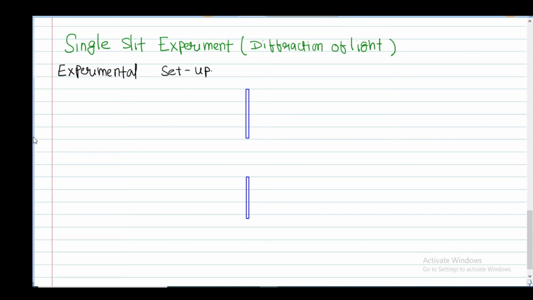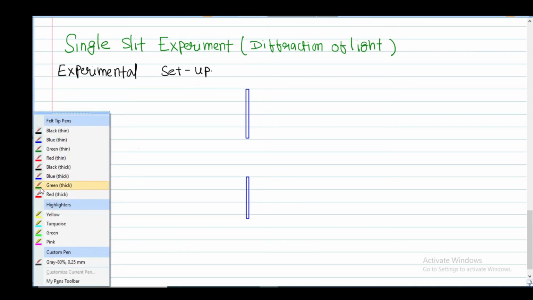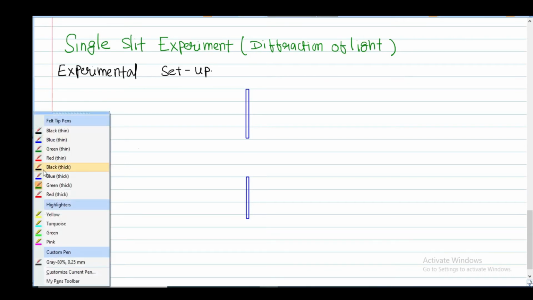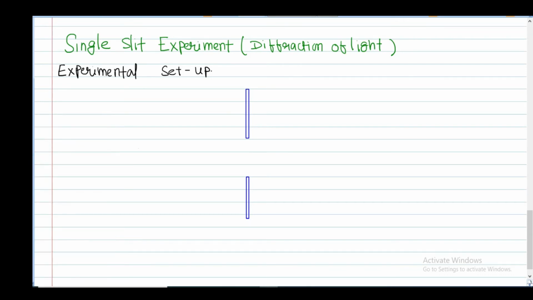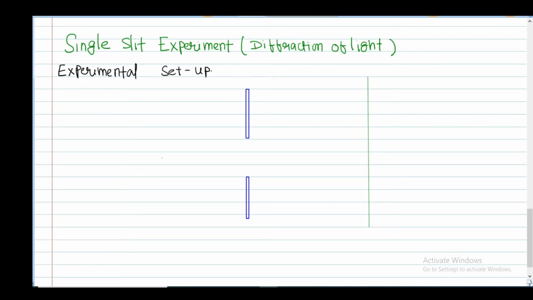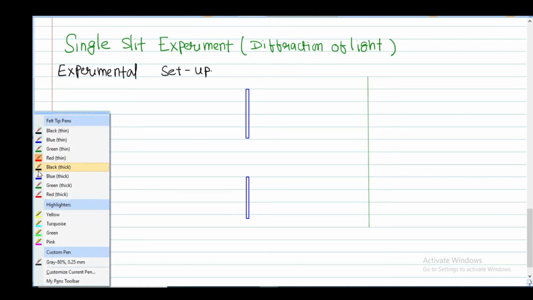Now we have a screen also. This is your screen. The screen is placed at a far distance, very far away. So basically we are dealing with the Fraunhofer diffraction of light. Here is one screen, you can see it there. And here is your source of light, a monochromatic source of light. We have one source of light here.